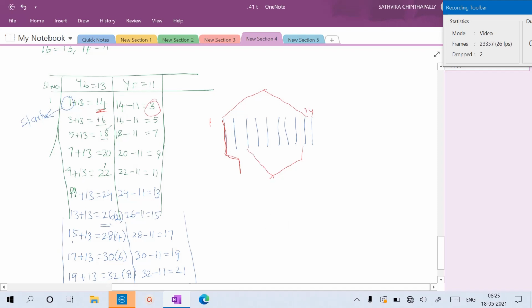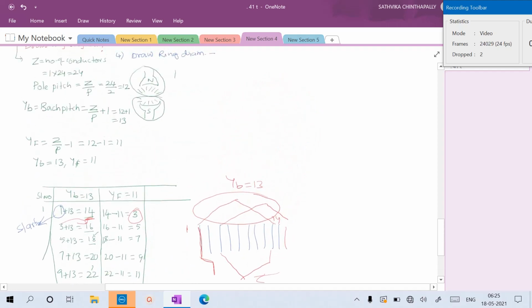Okay. So the third conductor should be connected to the 16th conductor, where it is. Similarly, this is the back side, that is YB, which is equal to 13th, and here it is coming here, this is the YF. So don't confuse.